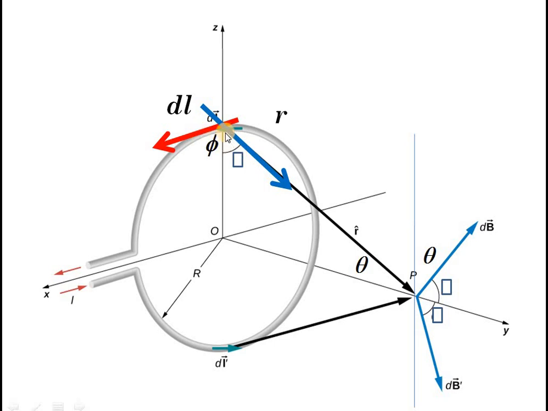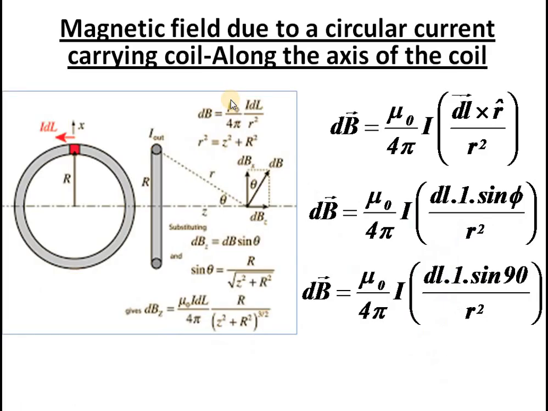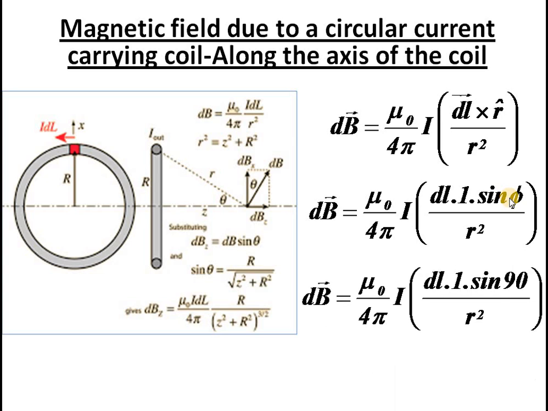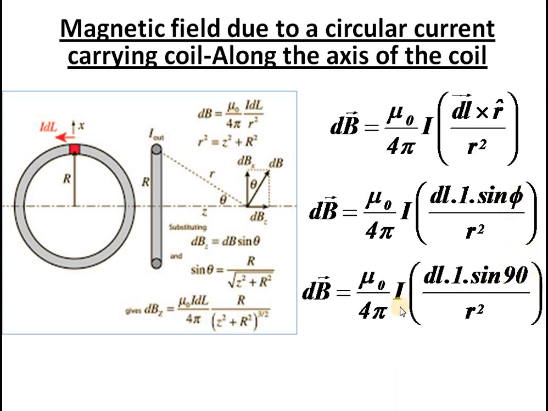So from the figure it is clear that if you take dL cross r cap, dL and r cap, the angle will be 90 degrees, isn't it? The angle is 90. So dL cross r cap will be, from the figure, equal to dL into r cap, which is 1 unit so the magnitude is 1, into sin phi, and phi is pi by 2. So we get dB is equal to mu 0 by 4 pi I dL into 1 into sin 90, since phi is equal to 90, over r square.